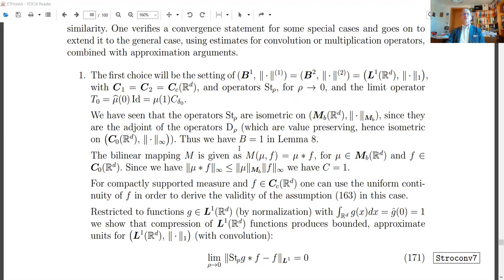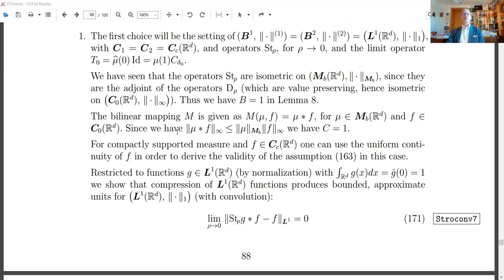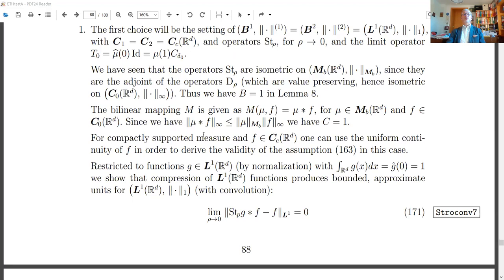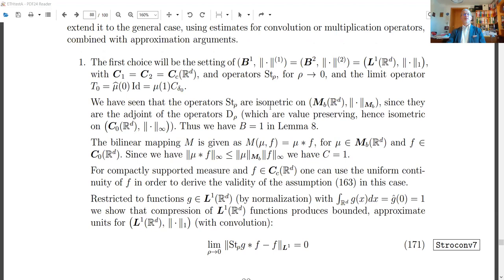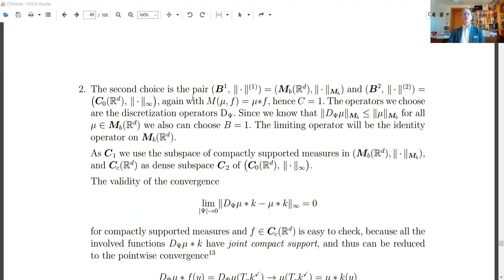The bilinear form that we are using is convolution, of course, of measures with functions. I'm not sure. I think this statement should be replaced by L1. So we have L1 is a closed subspace. I have to check this. But for the compactly supported functions, we have seen that the effect of the S_T rho is okay. And then we take the limit. And so essentially, I would say the abstract principle was distilled more or less from the proof that I gave for this approximate unit. You don't have to worry about details at the moment. I just want to show you that we are using the same argument over and over again.